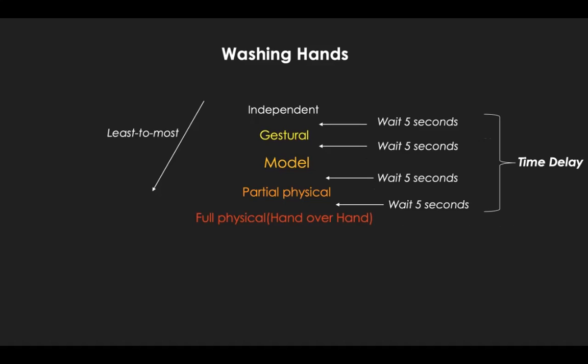So as you can see in our example, we allow 5 seconds for an independent response, but if it doesn't happen within 5 seconds, that's when we move on to the gestural prompt. And we continue to do this between each prompt level until we get to that most intrusive physical hand over hand.